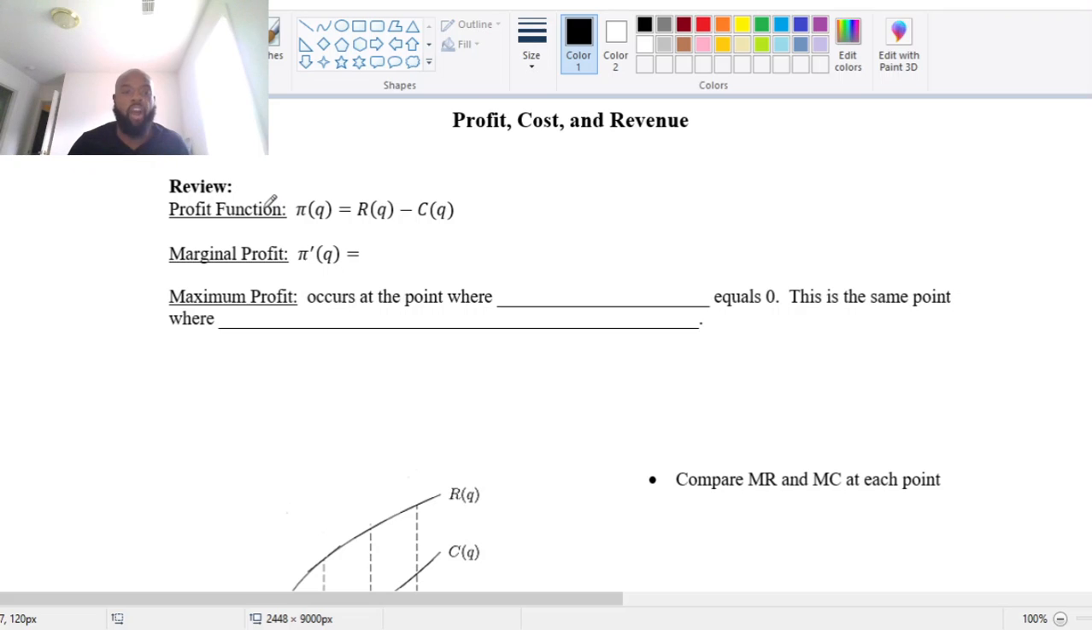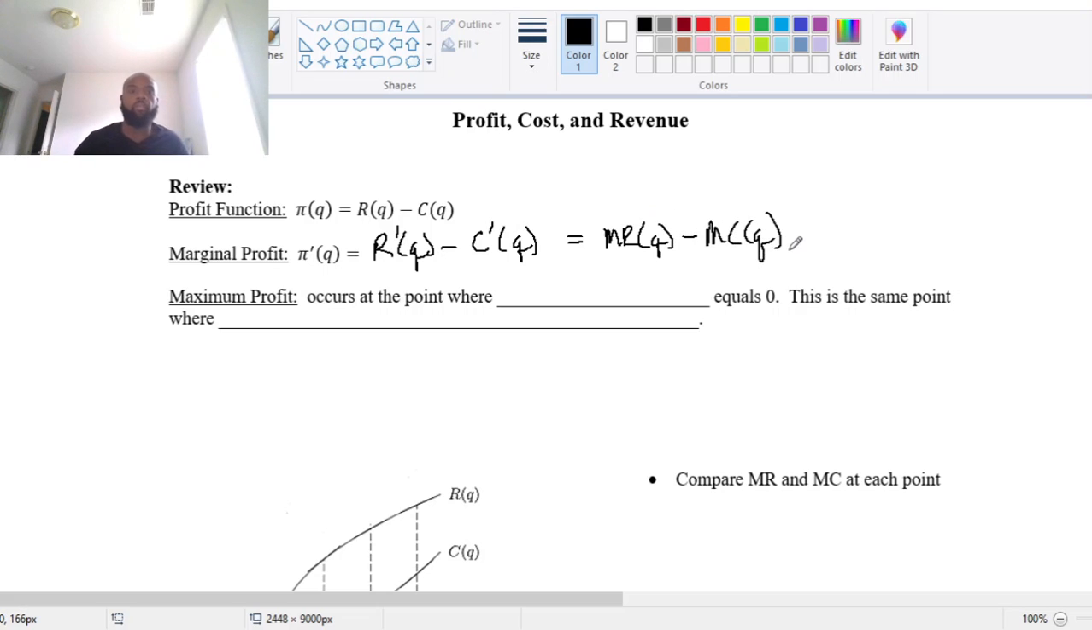And so, since that is our profit function, we can get the marginal profit, which is the amount of profit earned from producing and selling one additional item, by subtracting the marginal revenue, which is the derivative of the revenue function, minus the marginal cost, which is the derivative of the cost function. And remember, we can write that as MR of Q minus MC of Q. And so from this, having knowledge about the marginal revenue and the marginal cost can help us determine information about the marginal profit.